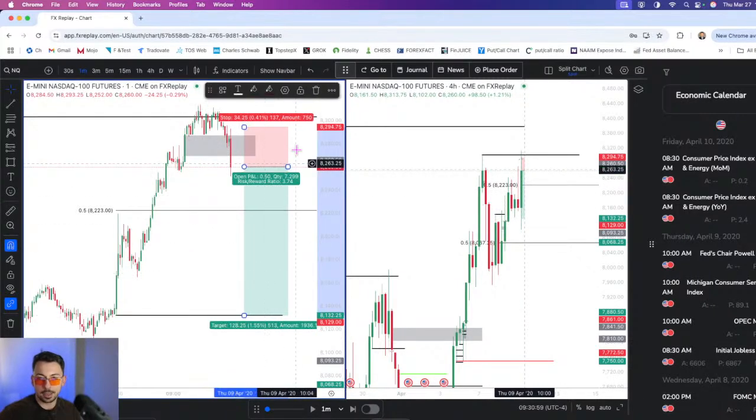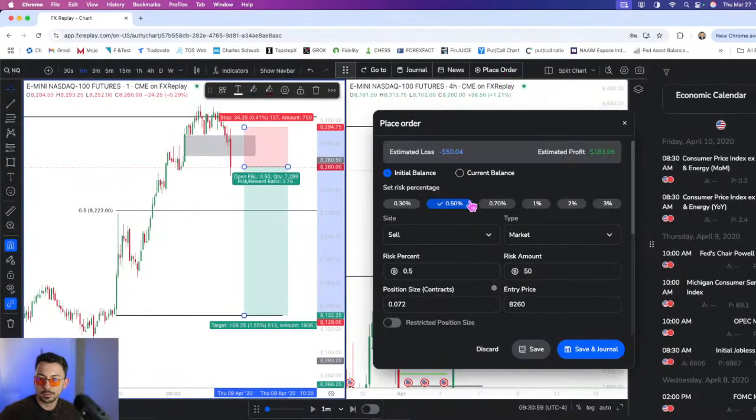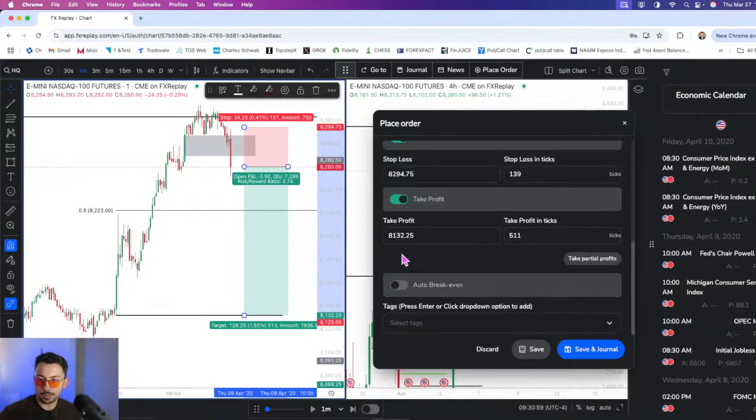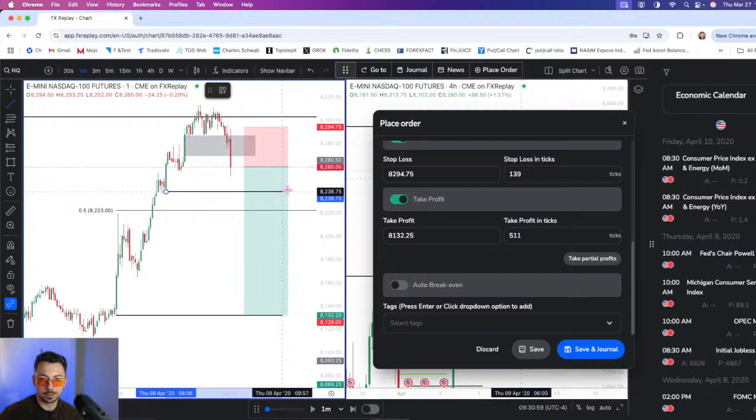So I'm actually going to take this. I'm going to do a 1% risk. Stop to break even will come at this low right here. So at 8,238.75.